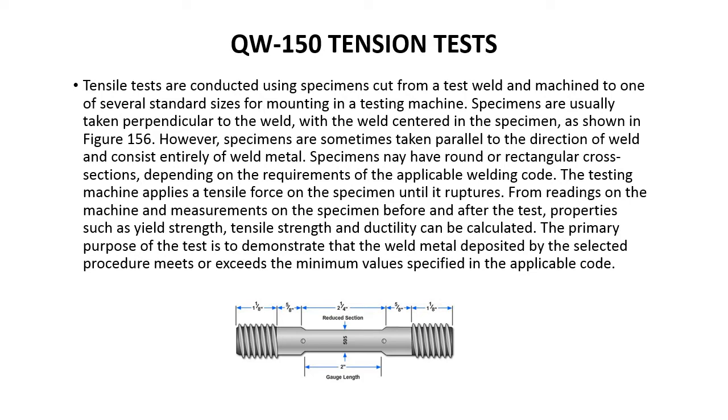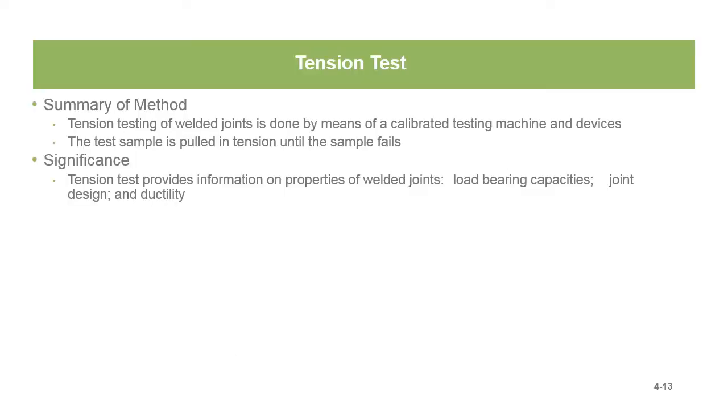So basically, you're making a weld, and then you're taking a slice out of that weld and you're machining it down, putting it in a tensile tester, pulling on it and making sure that the strength of the weld metal is equivalent or higher than the base metal. And this tells you what you need to know. You can get yield strength, tensile strength, and ductility out of this one set of tests. So tensile tests are a pretty good tool to have in your tool bag.